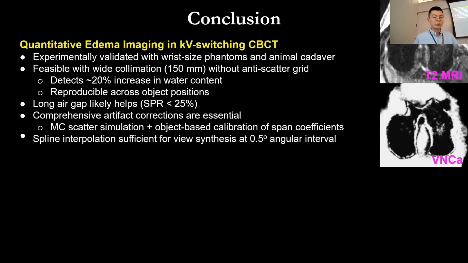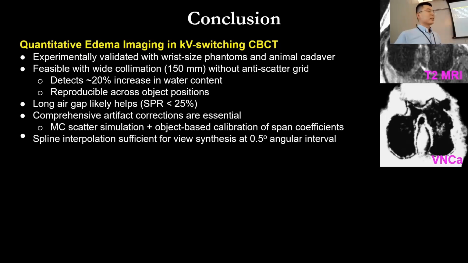And just to draw a conclusion for this: in this study, we experimentally validate a wide-size phantom and animal cadavers for bone marrow edema imaging using this dual energy cone beam CT and this robotic arm geometry. We show that it's feasible with relatively wide collimations up to 15 centimeters, without any scatter grid. It can detect about 20% water content or edema signal enhancement, and is reproducible across all different object positions.